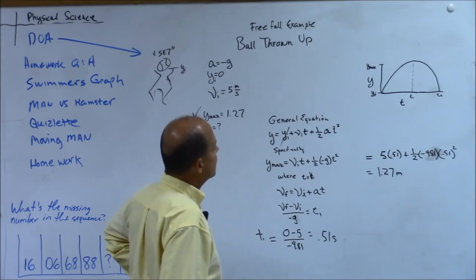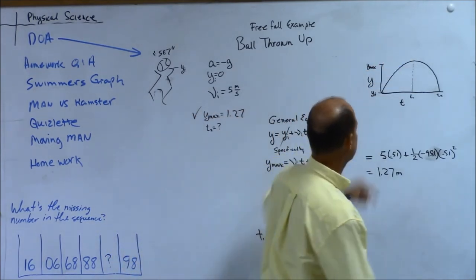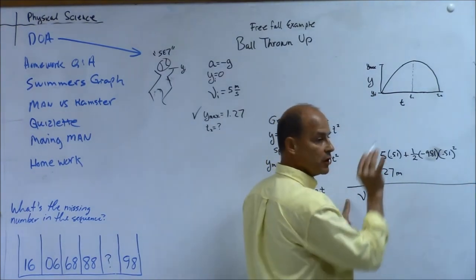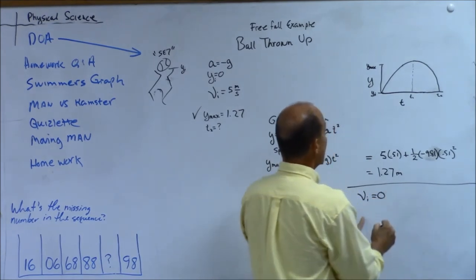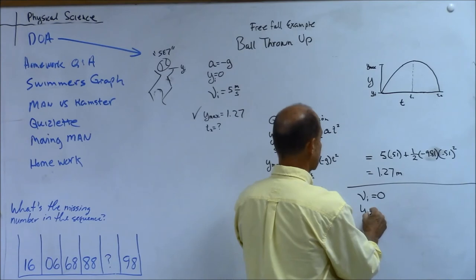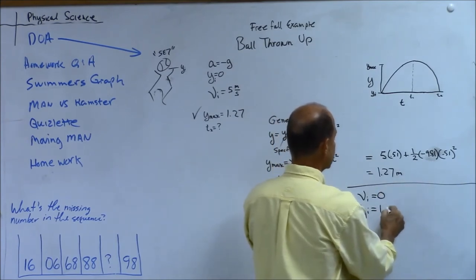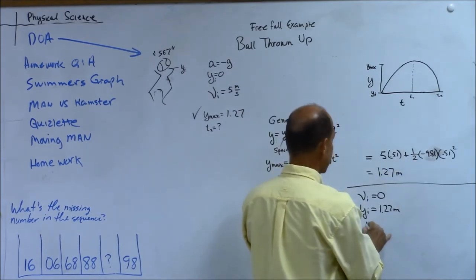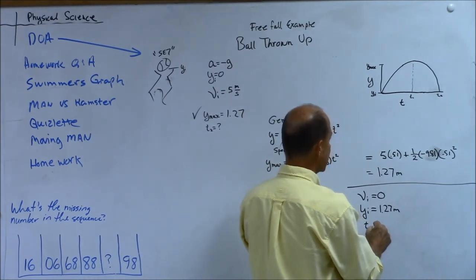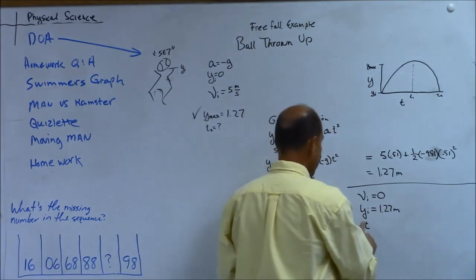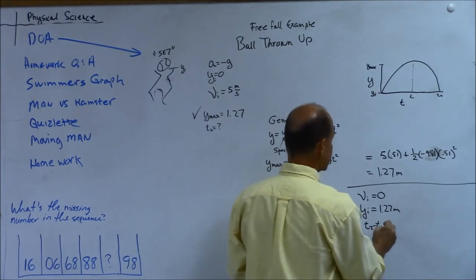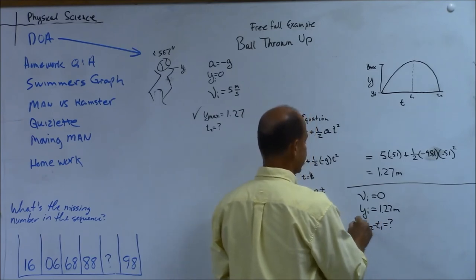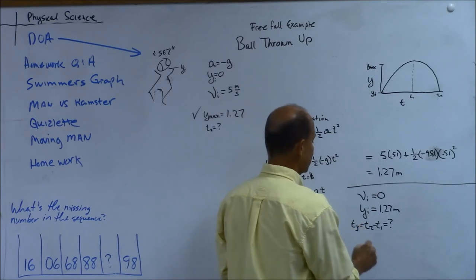We're starting at a height here, so this is like a new problem. Our initial velocity is equal to zero because it went up and stopped. Our initial height is equal to 1.27 meters. We want to know how long it's going to take to come down. That's like T2 minus T1. That's what we don't know. Let's just call that T3. You and your subscripts, Mr. A.